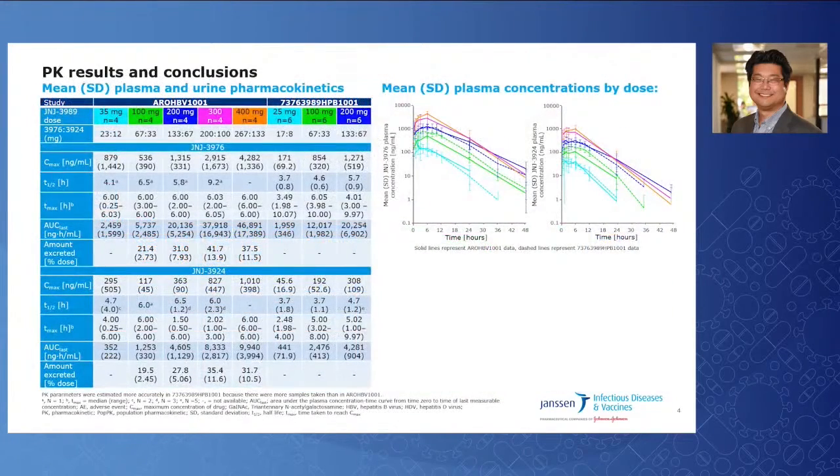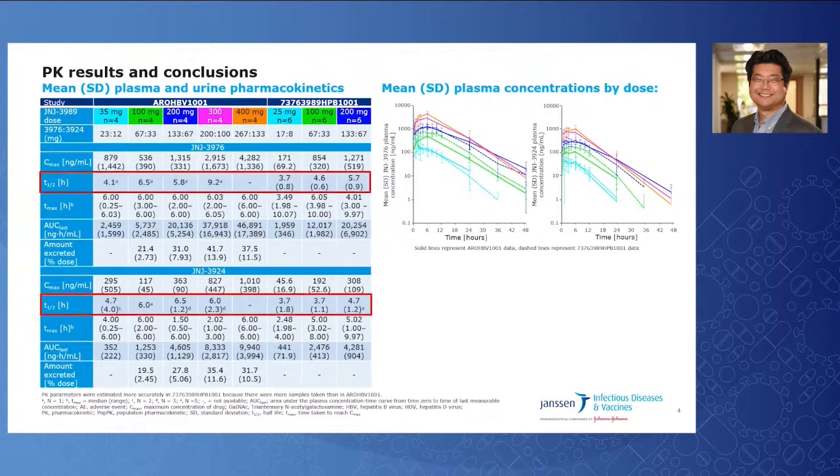In the upper right quadrant, I present the plasma concentration time curve for 3976 on the left and 3924 on the right. Solid lines represent the ARO-HBV 1001 subjects, whereas the dotted lines represent the subjects from HPV 1001. The colors correspond to the doses in the table. In the table are the derived pharmacokinetic parameters. On the top is J&J-3976 and on the bottom is J&J-3924.